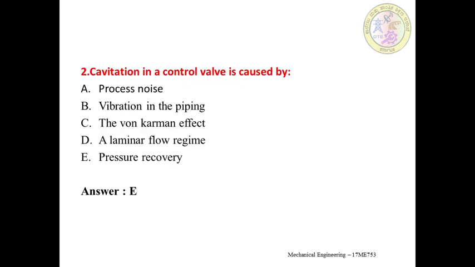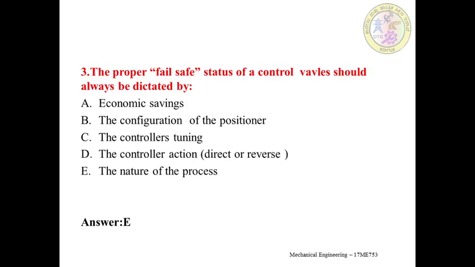The cavitation in a control valve is caused by, five options are provided: process noise, vibration in a pipe, the Van Karman effect, a laminar flow regime, and pressure recovery. We have the answer E, pressure recovery.